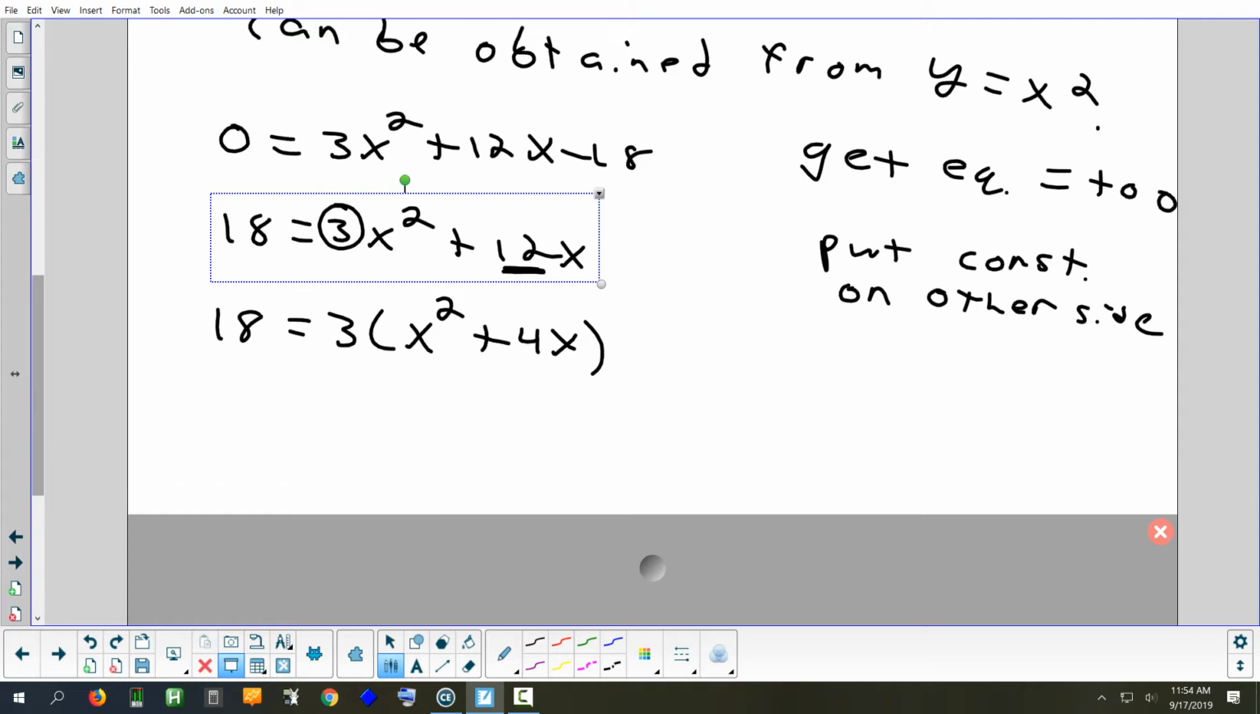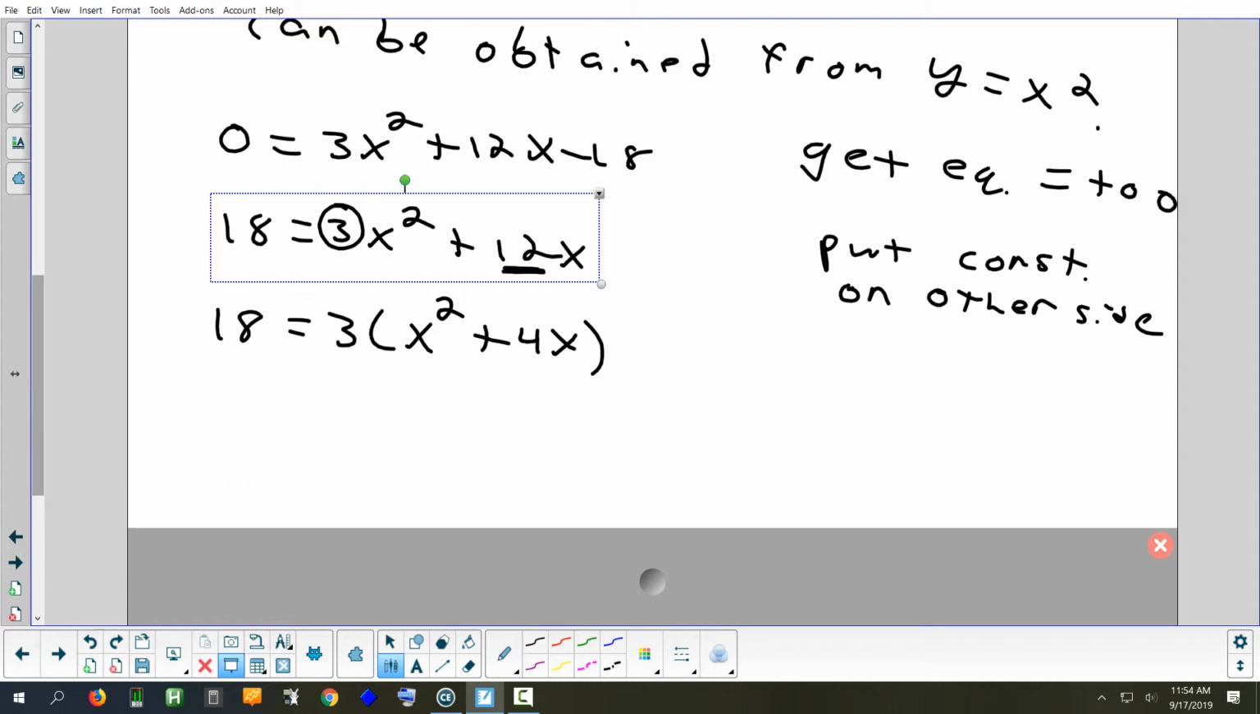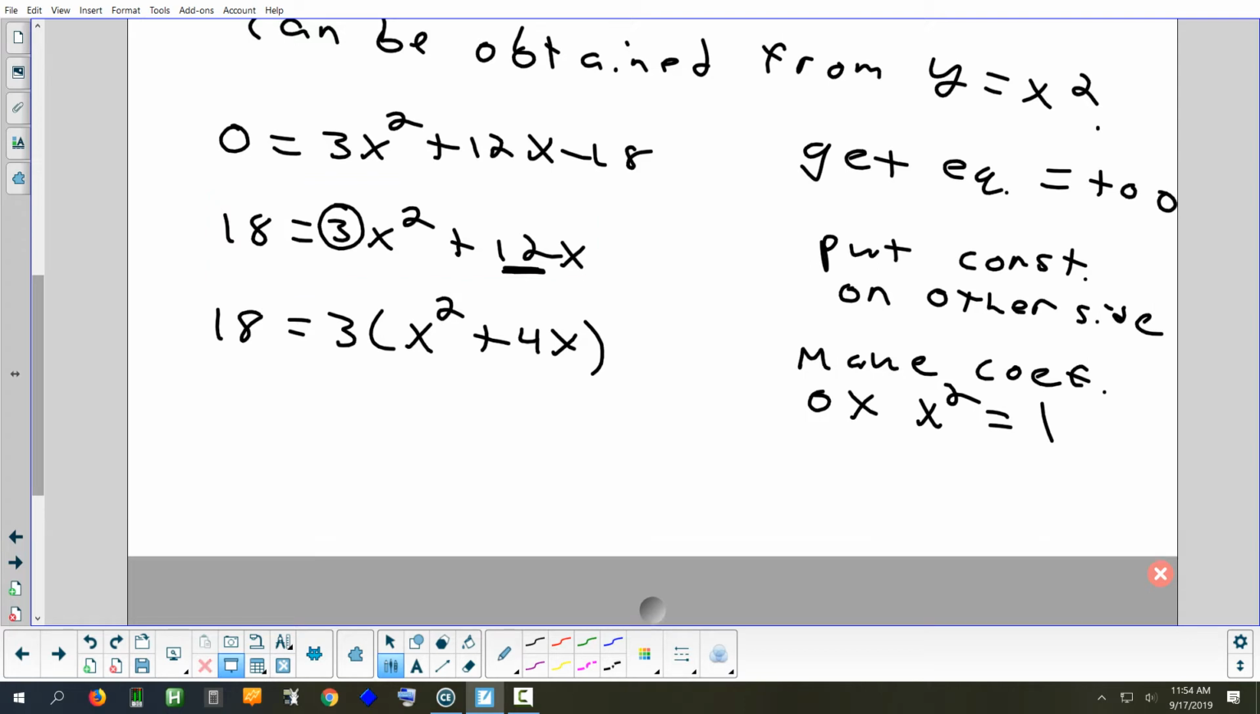Any question on that stuff? So what did I do there? I made the coefficient of x squared a 1. So make the coefficient of x squared a 1. Now we're ready to complete the square.